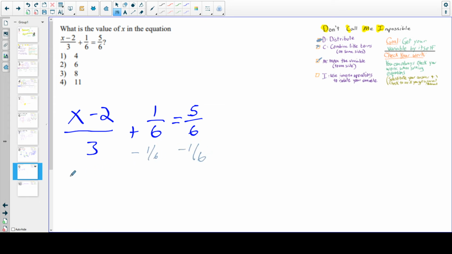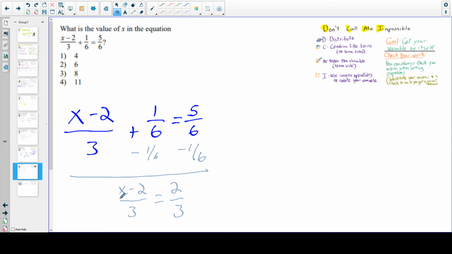Whoops. And we're left with x minus 2 divided by 3 equals 5/6. Take away 1/6 is 4/6. But 4/6 can be reduced to 2/3. Again, if you do this on your calculator, the calculator will output 2/3. Let's continue. So this is x minus 2 divided by 3.